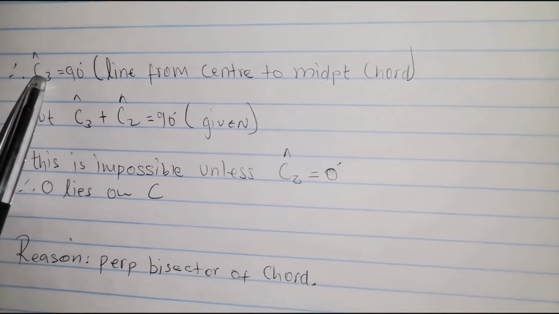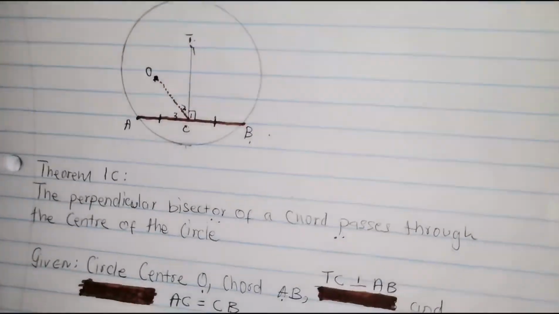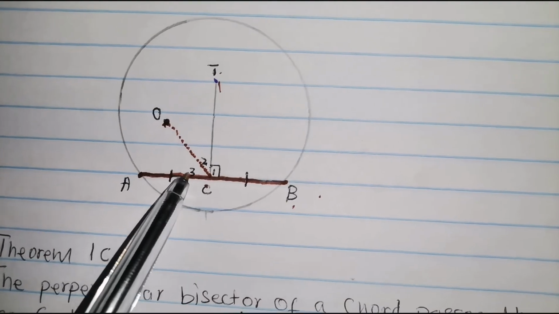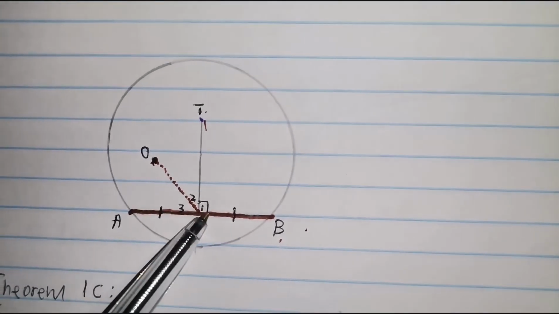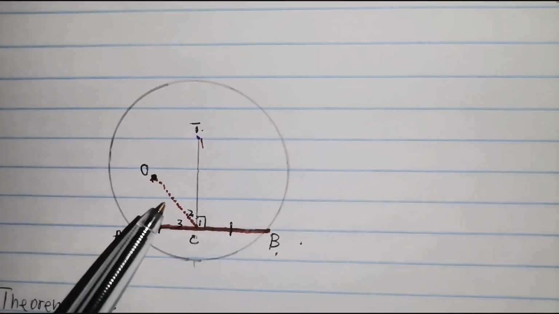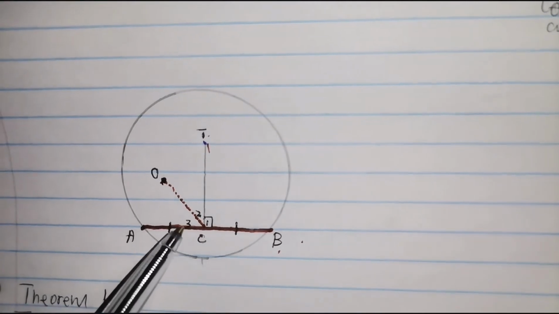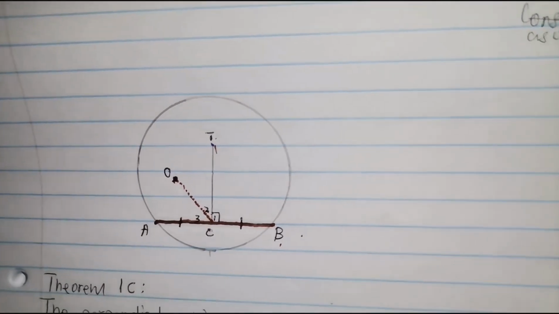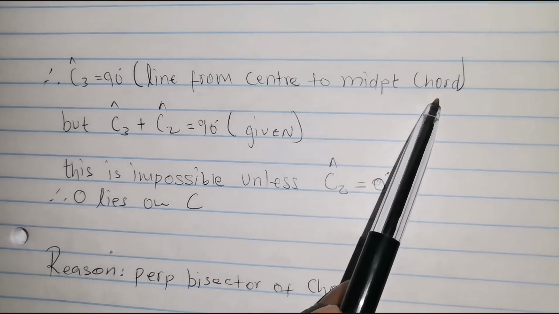C3 is equal to 90 degrees. Reason: line from center to midpoint of chord. Let's go back. Here's our C3. It says that it is equal to 90 degrees. Reason: you remember we said that a line from center to a chord is perpendicular. Hence, C3 is equal to 90 degrees. Reason: line from center to midpoint of chord.